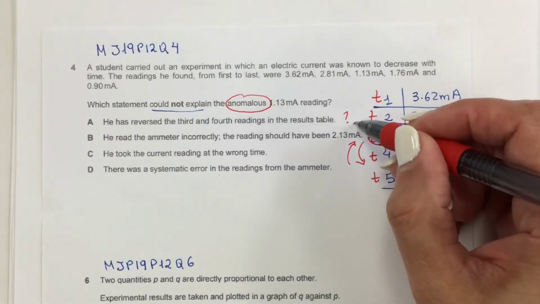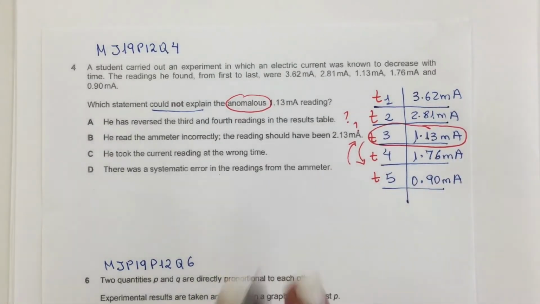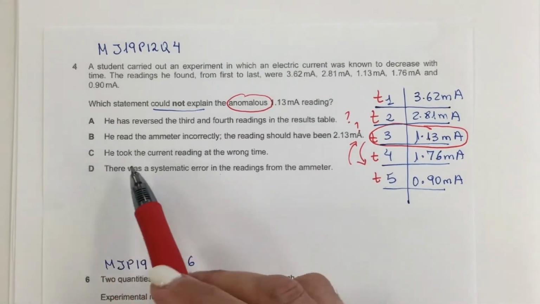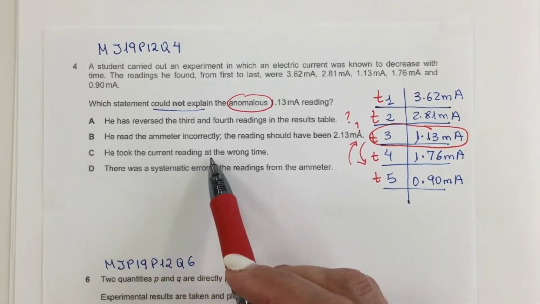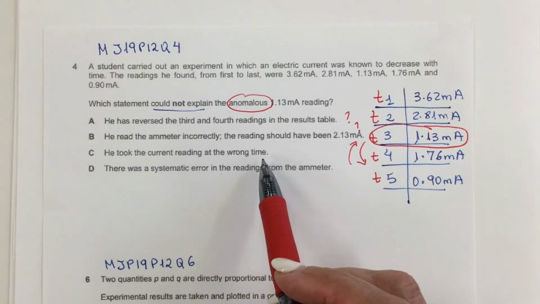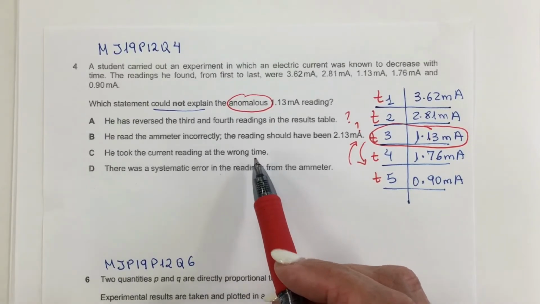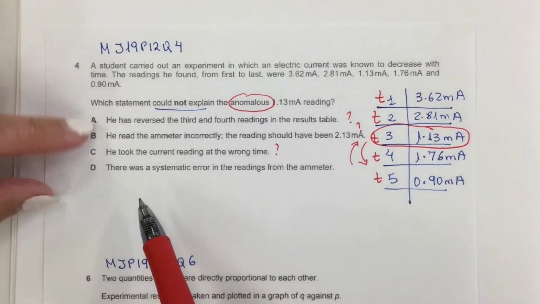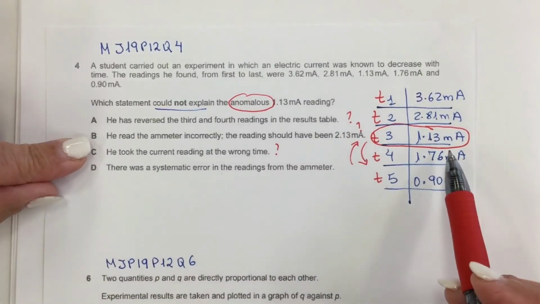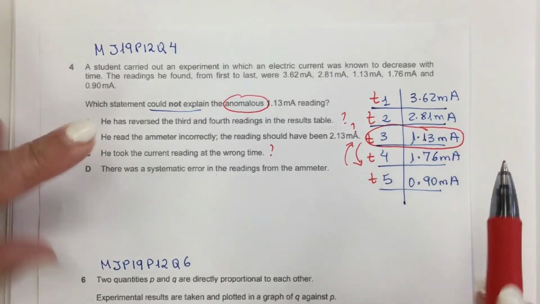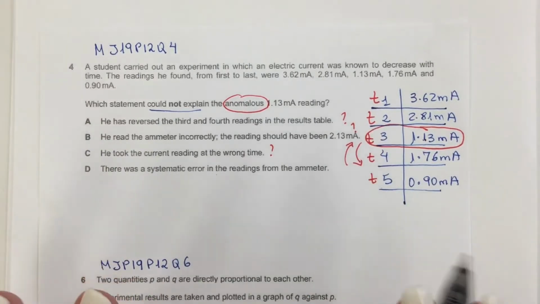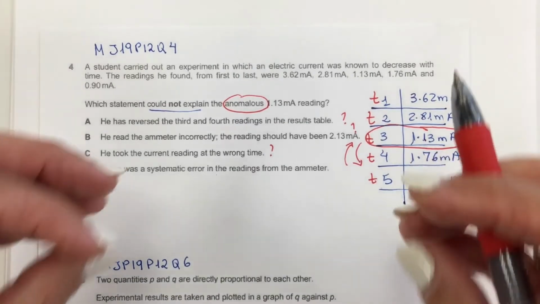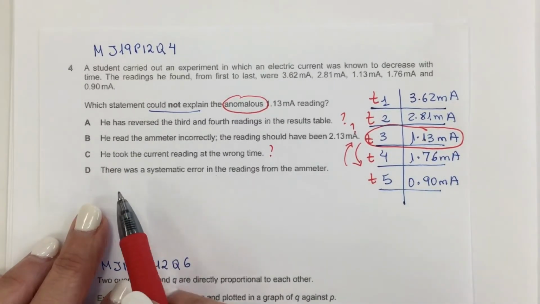2.13. Possible. So far 2. Let's read it. If you can find something better than that. C, he took the current reading at the wrong time. Possible. So far, all these 3 options could justify this, and it looks like it's all human error. So it's the experimenter that actually did this. So let's see the last one.